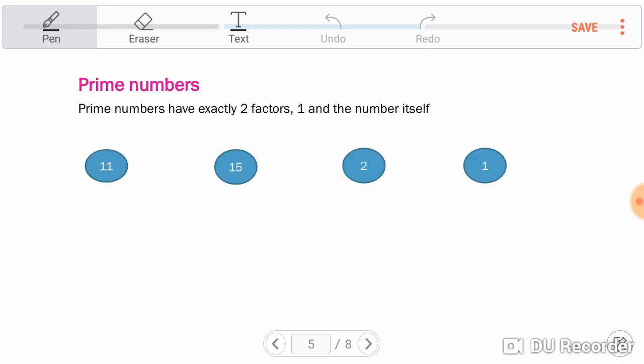The prime number has exactly two factors, one and the number itself. هنا ال 11: 1 times 11. عندي هنا 11 has two factors, one and the number itself. يبقى ال 11 هنا prime number.